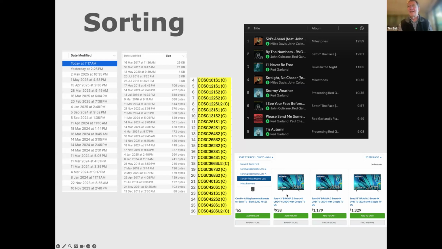Down here, I'm trying to sort out a new TV for my in-laws who are moving at the moment. And so I sorted it by price because I know that my father-in-law won't want to spend too much money. So this is from cheapest to most expensive and so on. So sorting comes up all over the place. You'll spot it in all sorts of places.